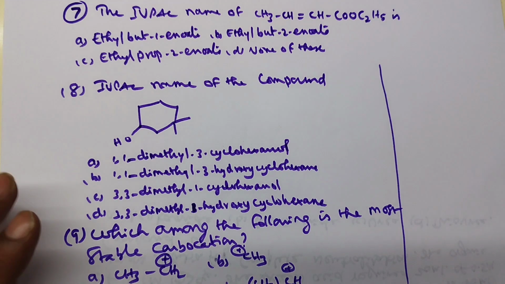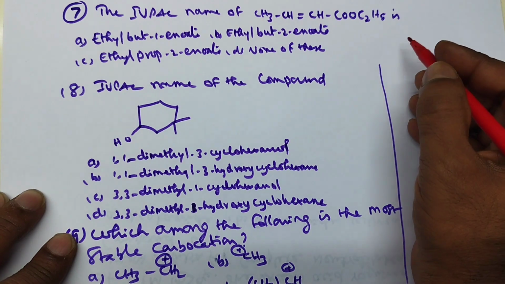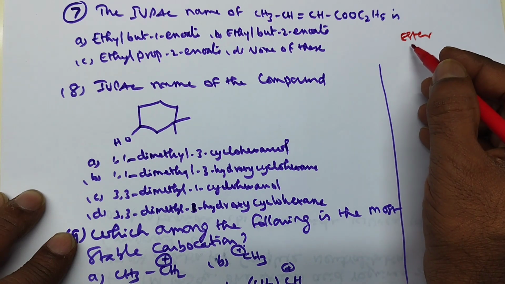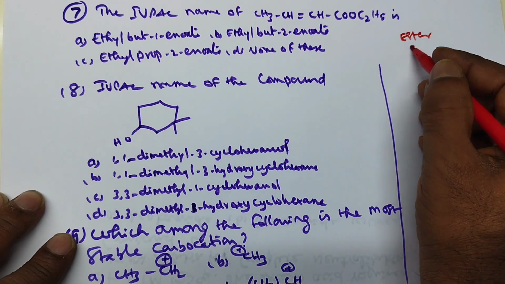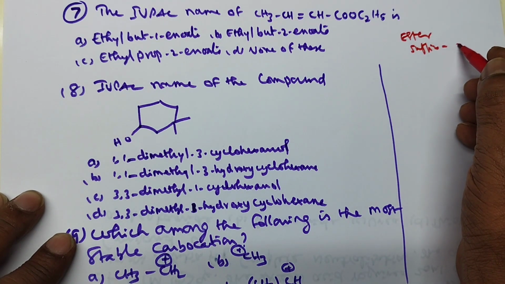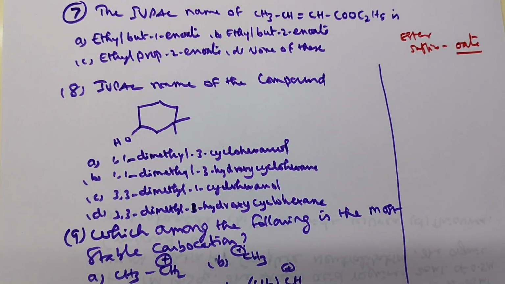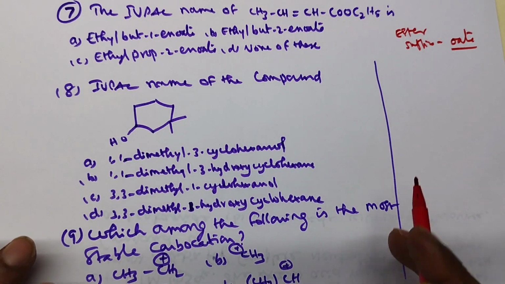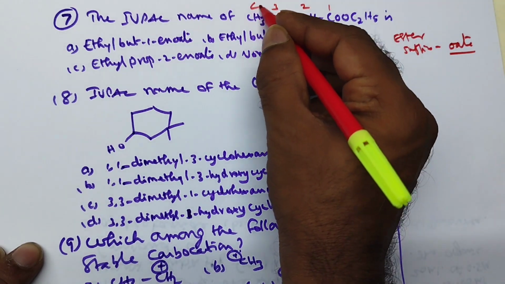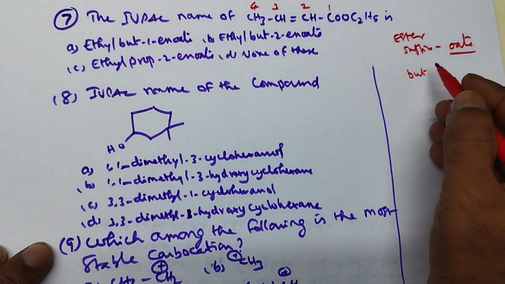Before giving the IUPAC name, you want to find out which functional group is there. Here the functional group is ester. The suffix for ester is -oate. In this case, you have to number the carbon atoms 1, 2, 3, 4. Four means the parent name is but-, and the double bond is at position 2.